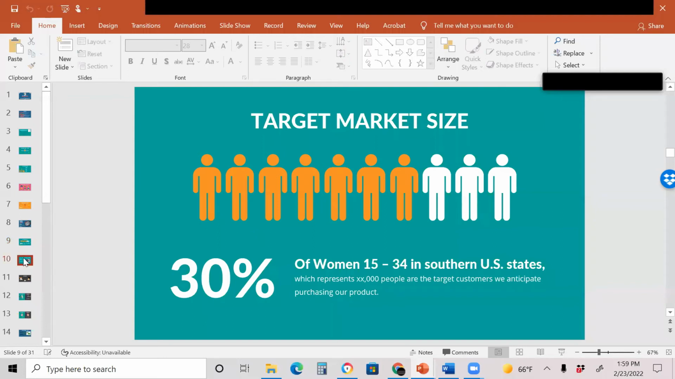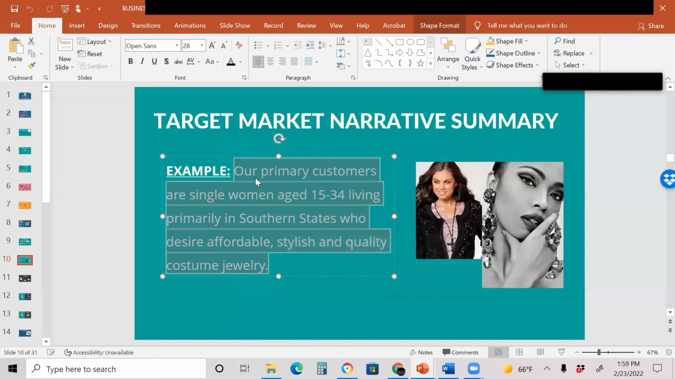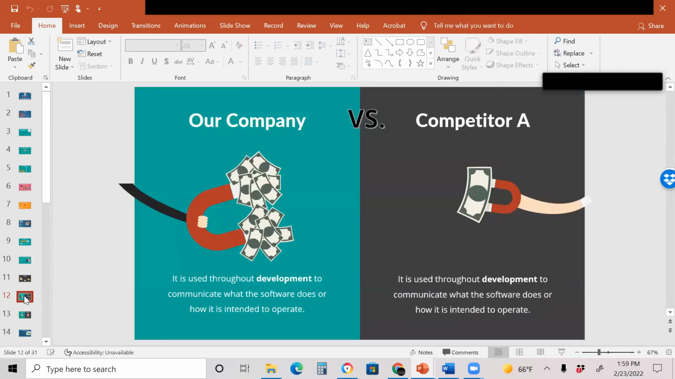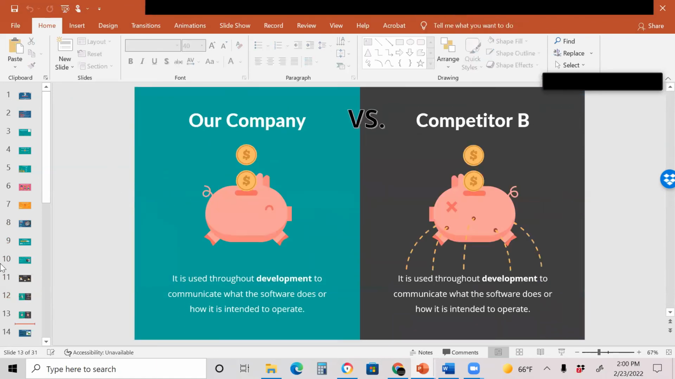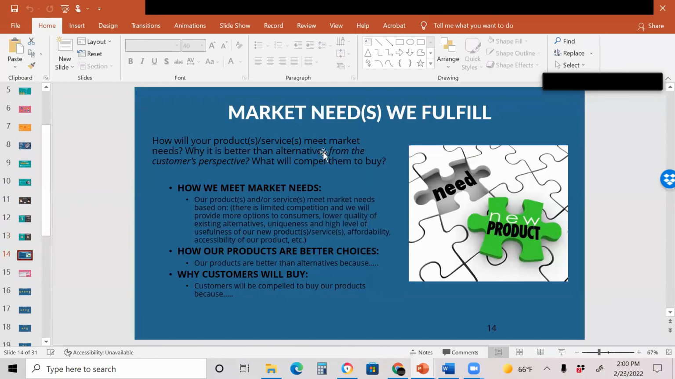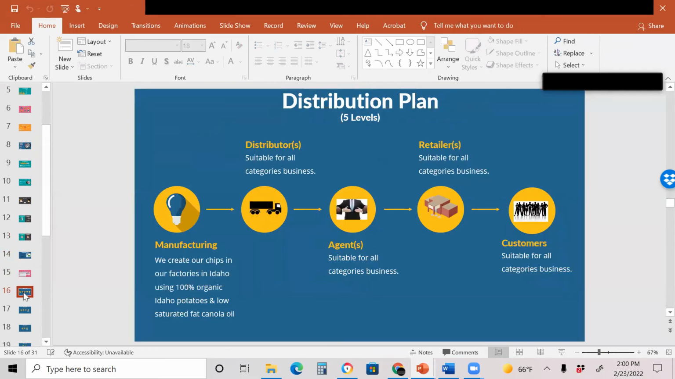We even have a slide where we give you an example of, and force you to say, exactly where our customers are and where they're located, based on what you came up with here. Then there is a place to make sure that you identify all of the companies that are direct competitors with you. These slides can be duplicated or copied if you have more than 2 competitors that you think you should analyze because of the threat they pose to your business. There's a slide that prompts you on what to write for the market needs you fulfill, and a little chart where you can enter your marketing communications plan.